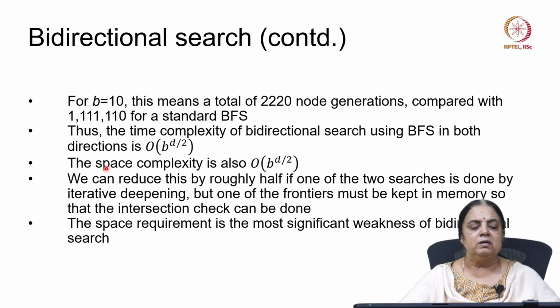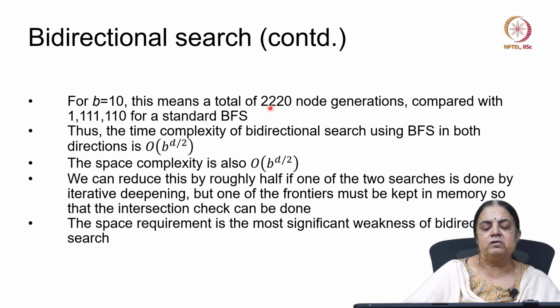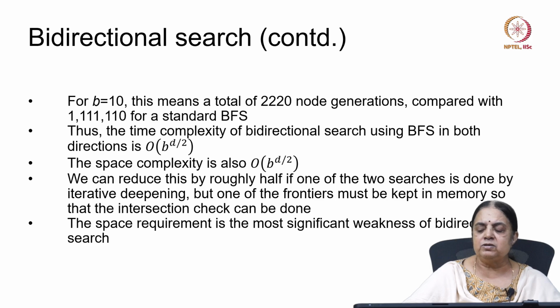Here they have taken b is equal to 10. If you take bidirectional search, you are getting 2220 nodes generated, and if you are using a breadth first search, this will be the total number of nodes generated. So the time complexity of bidirectional search is order of b to the d by 2, and space complexity is also order of b to the d by 2, which is much less than the breadth first search.